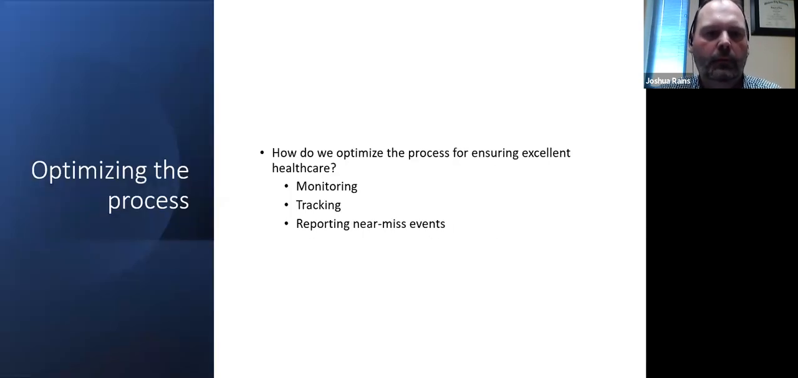So now let's talk about optimizing the process. What kind of things do you think about in order to optimize the process? And how do we get that optimization to the point where we're delivering excellent healthcare? Obviously, again, this is not an all-encompassing list, but some things to consider are monitoring, tracking, reporting near-miss events.